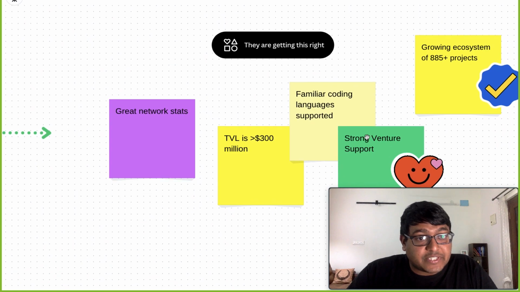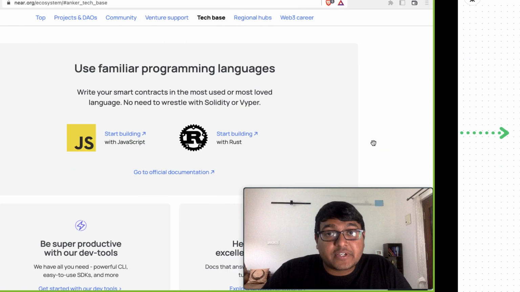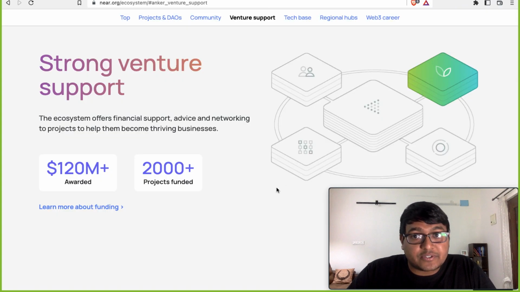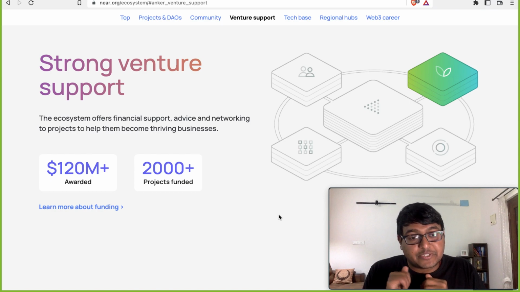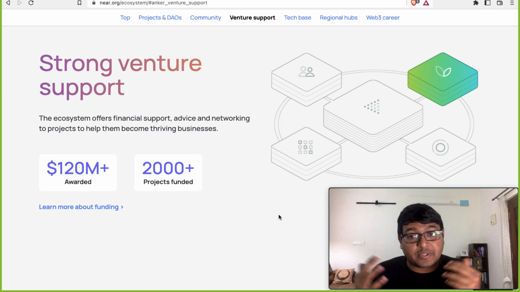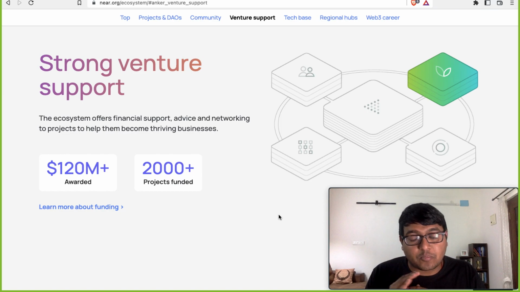Then the next step is that they have strong venture support. Right? So projects that are building on the NEAR protocol have this extremely strong venture support. More than 120 million has been awarded. More than 2,000 projects are being funded. This is great, but this is also a double-edged sword. Right? It means that people will come and build to get some funding from here, and a lot of them, more than 85-90% of them, usually go bust.